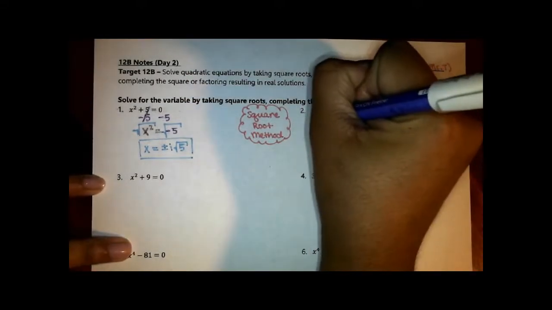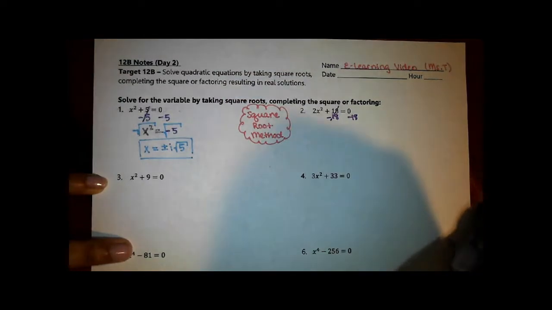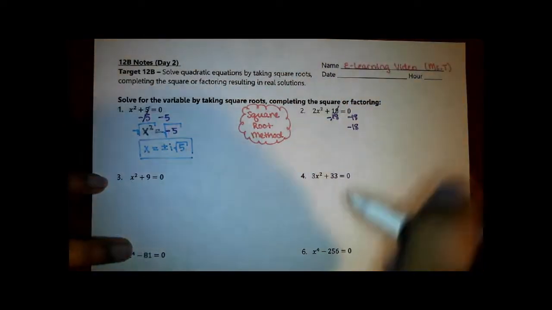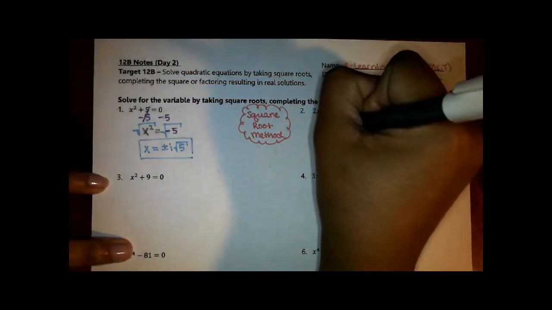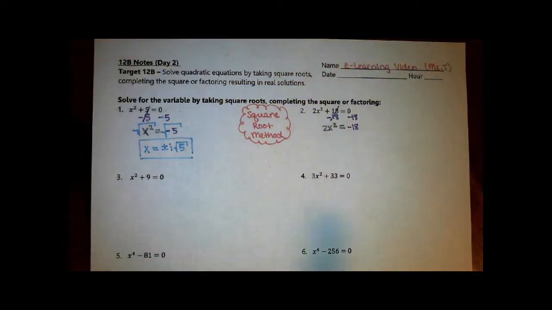Now for number 2, it gets just a little bit more complicated, but not too much. So we're going to start again by getting the x squared by itself. So we'll cancel those out. We're left with negative 18, right? Equals, and then we bring down that 2x squared. Then from here, we're going to have to divide by 2 to really get the x squared by itself. And then we're left with x squared equals negative 9.